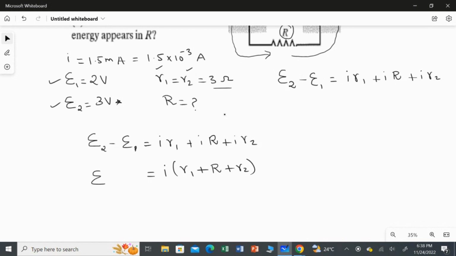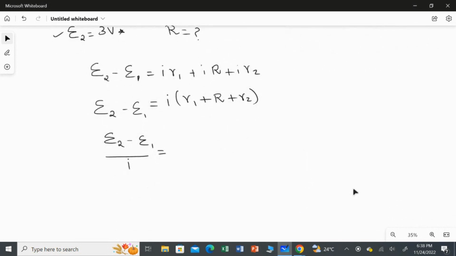What is on the left hand side? EMF 2 minus EMF 1. And now what I'm going to do, I'm going to move this I, that is current, to the left hand side as the denominator. By that, your equation will become EMF 2 minus EMF 1 over current, which is equal to R1 plus capital R plus R2.